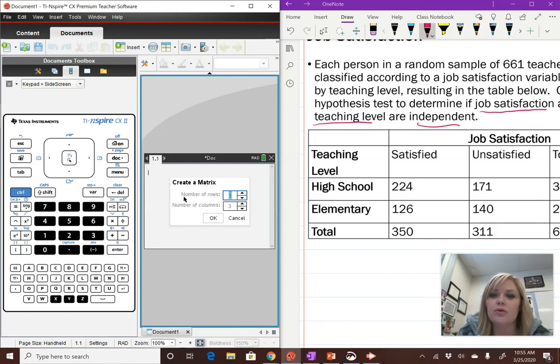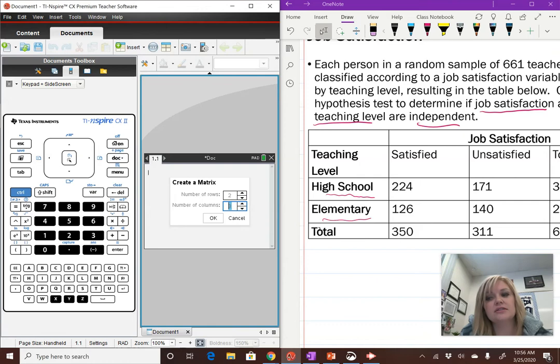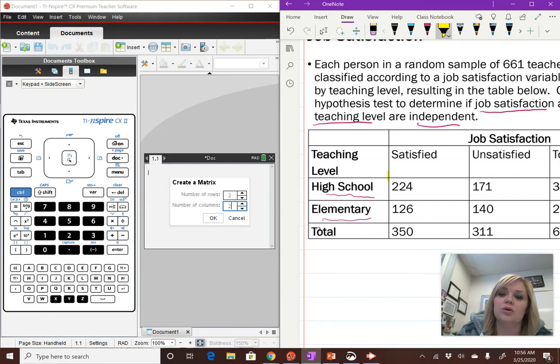So how many rows are there? Well, there's 2 different rows. There's just high school and elementary, right? So I'm going to change that to 2. And then there are 2 columns as well because they're either satisfied or not satisfied. And I'm not including the totals. So that's important to know. I'm just putting what is in the actual table itself without the totals.